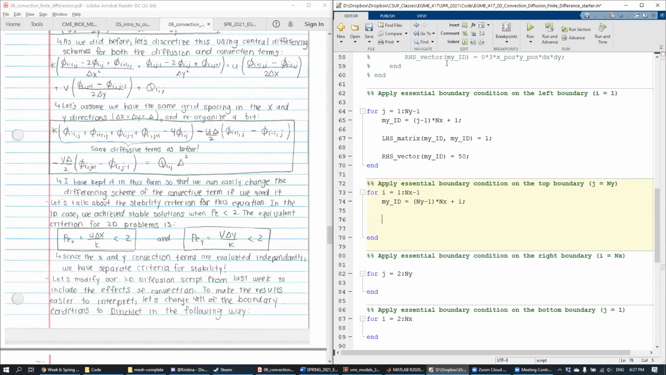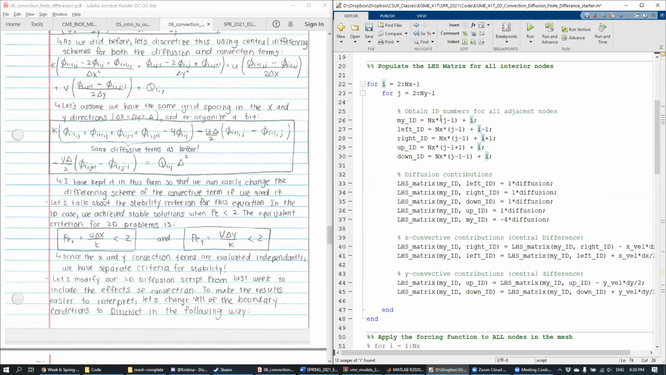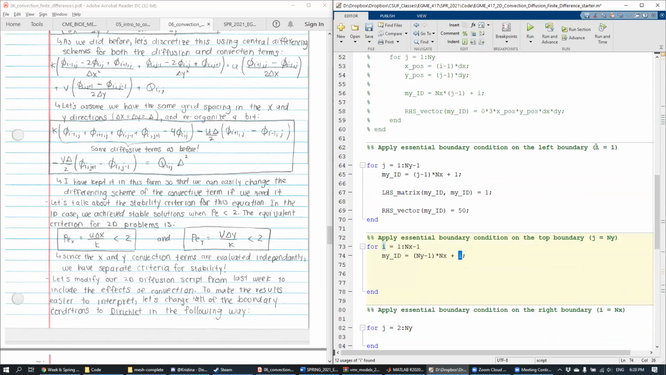Is there a reason why for the left boundary you did nx plus 1 for the myID? Yes, because normally we have i right here. That's the generic form for myIDs: nx times j minus 1 plus i. But since we're on the left boundary, all the nodes on the left boundary have i equal to 1, so we substitute 1 in for i. Got it, thanks. Yep. And the same logic applies for the top boundary. Everything on the top has a j value of ny, so we plug in ny for j.